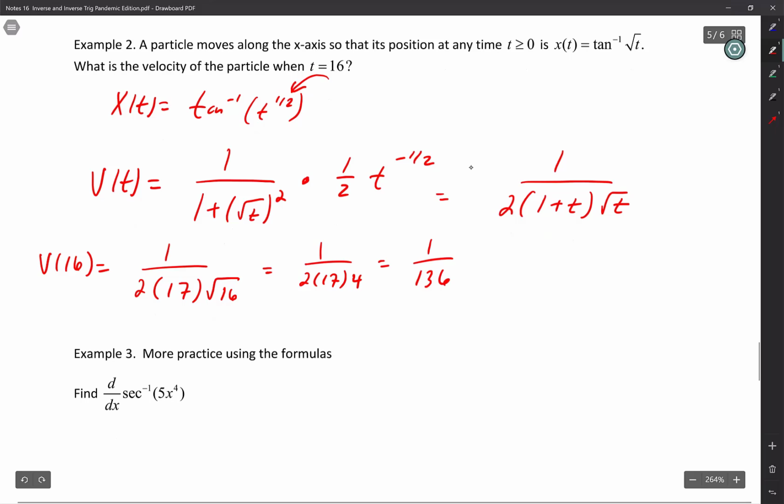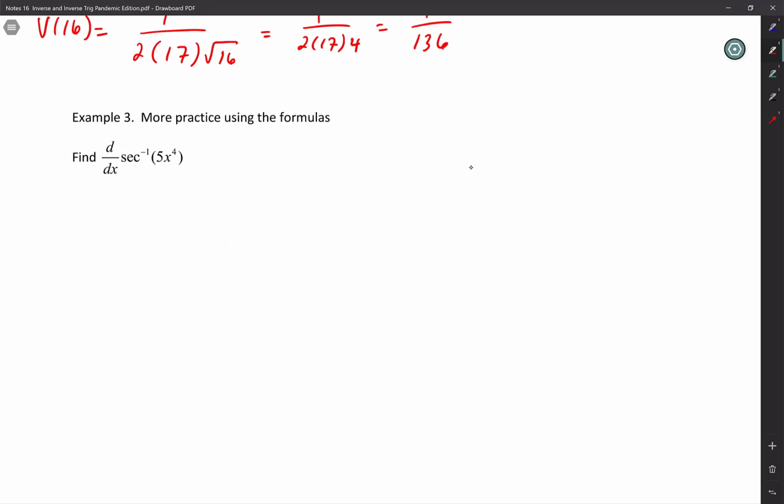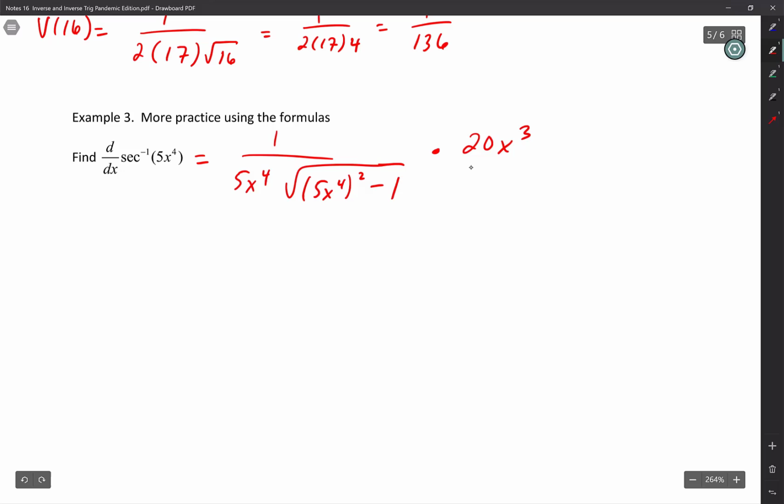Example 3. I don't bother memorizing this one, guys. I think I know it. Let me see. I might get it wrong. We'll see. This is 1 over absolute value of 5x to the 4, square root. I think this one is 5x to the 4 squared minus 1 times 20x cubed.